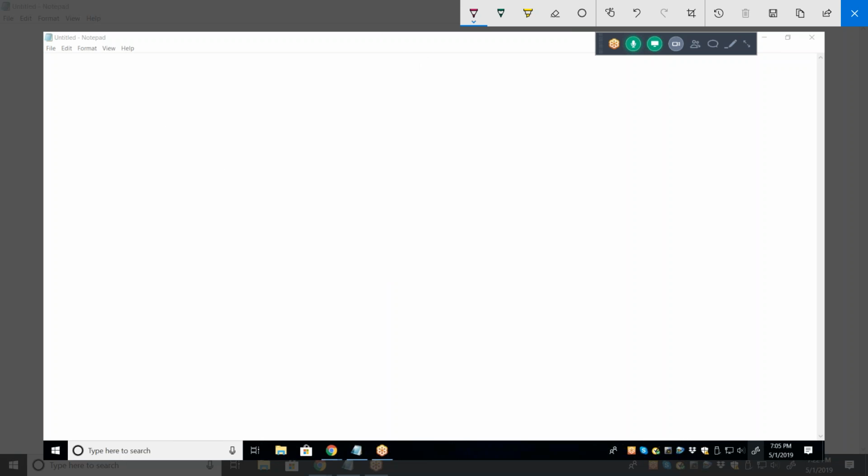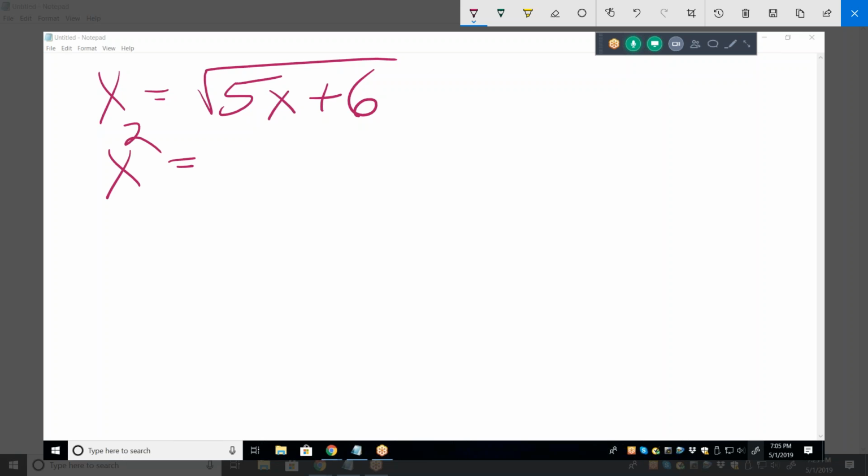Okay, here's one. x equals root 5x plus 6. Yeah. These are too easy. Now let's go ahead. You do this one for me. What's the next line? It would be x squared equals 5x plus 6. Next line. x squared minus 5x minus 6.